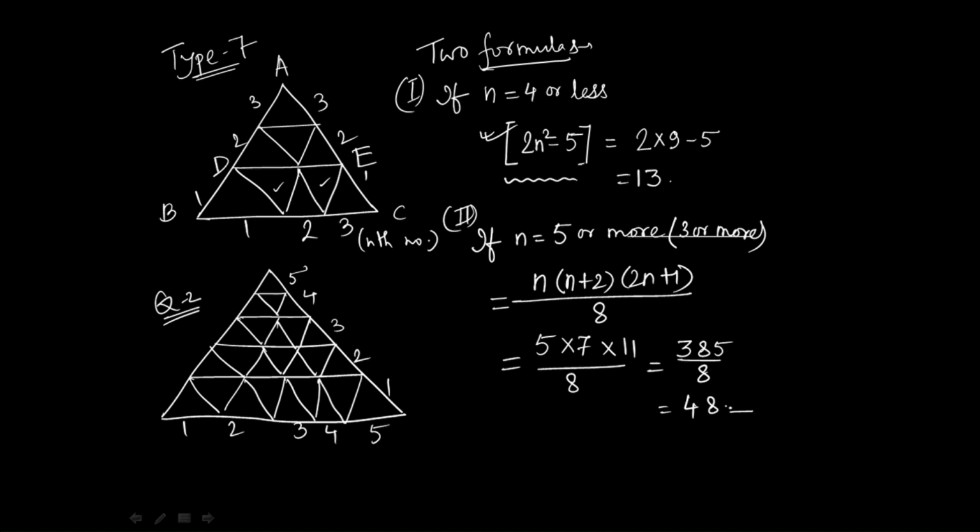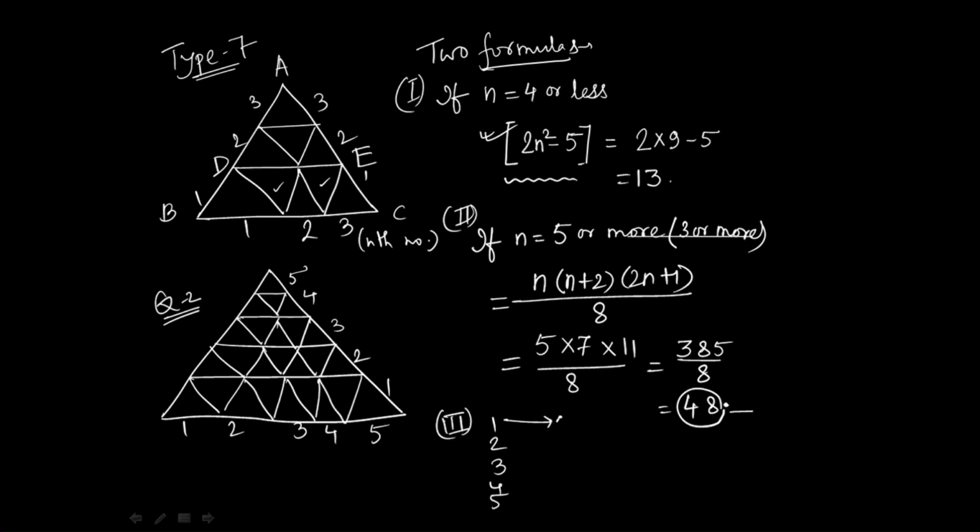8 point something. You don't have to take the decimal. 48 is the answer. Now, if you want to verify whether 48 is right or wrong, there is another way. This is the third way to solve. You just have to write the numbers like this, right?